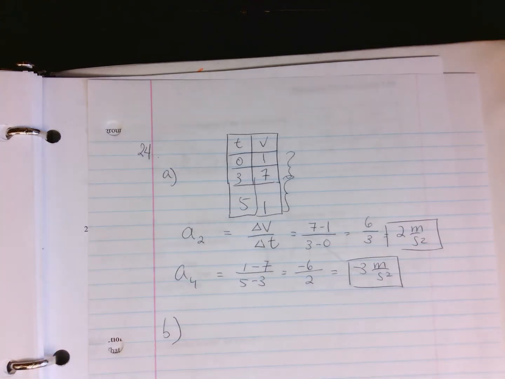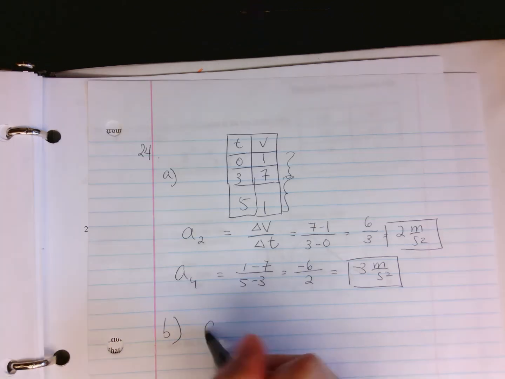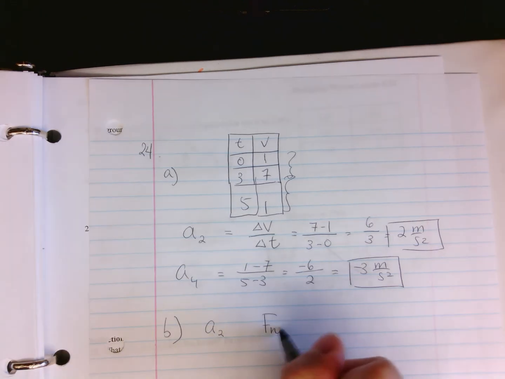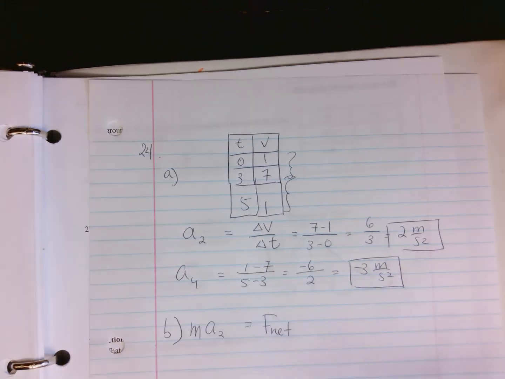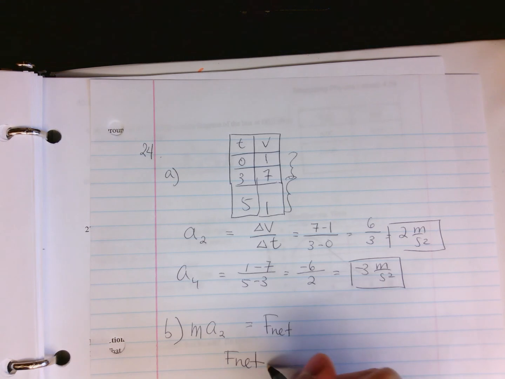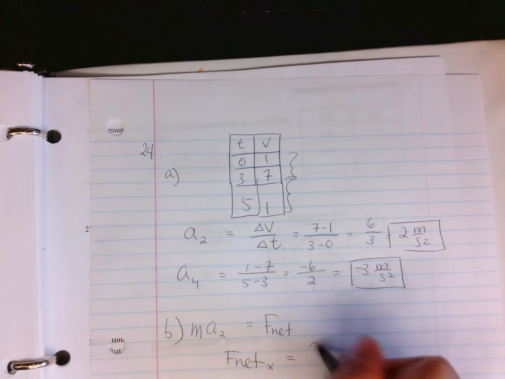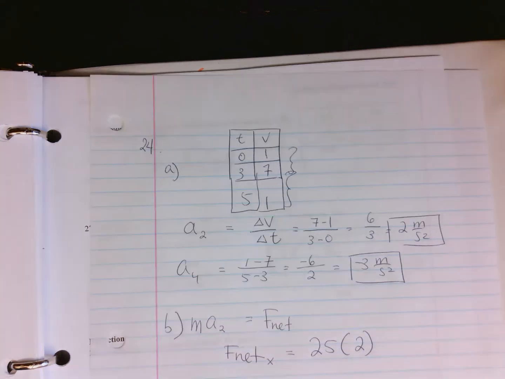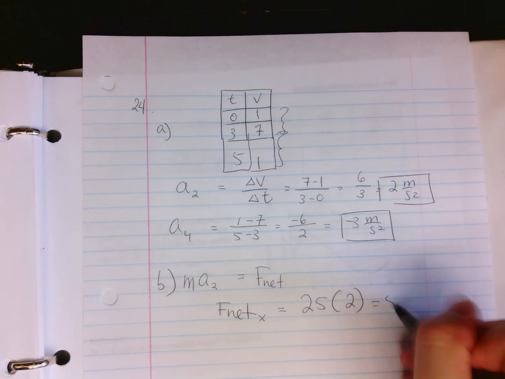Part B of the question asks for force diagrams. We want to find the force diagrams at both of those times, 2 seconds and 4 seconds. We'll use the acceleration at 2 seconds to help us with our force diagram. We know that F net is equal to m times a, and we're given that the mass is 25 kilograms. So F net horizontal is equal to 25 times 2, because we solved for acceleration at 2 seconds in the previous part, which is equal to 50 newtons.